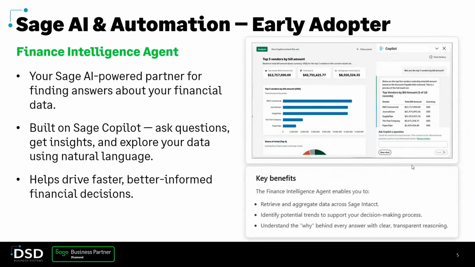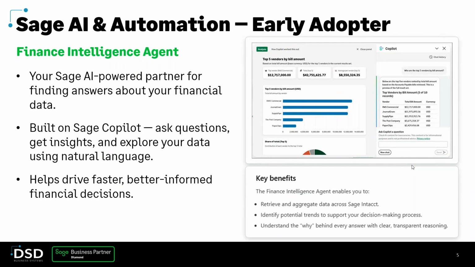This next one with this AI and automation tool, again, this one is early adopter. So Finance Intelligence Agents is coming out. This is going to give you more power with the Copilot and the close automation that's out there to really help drive some financial information. So you can ask it questions like, who are my top 5 vendors by bill amount? Who are my top 10 customers by invoice amount, things like that.